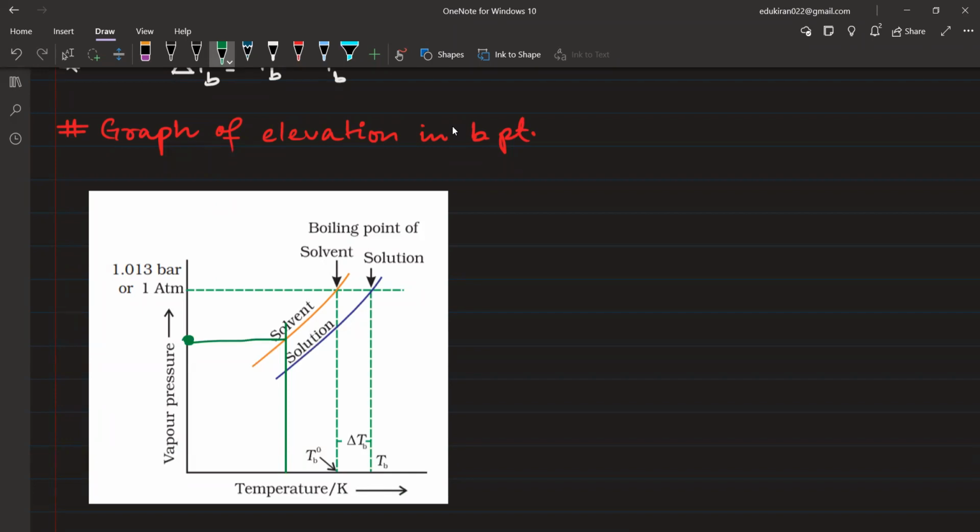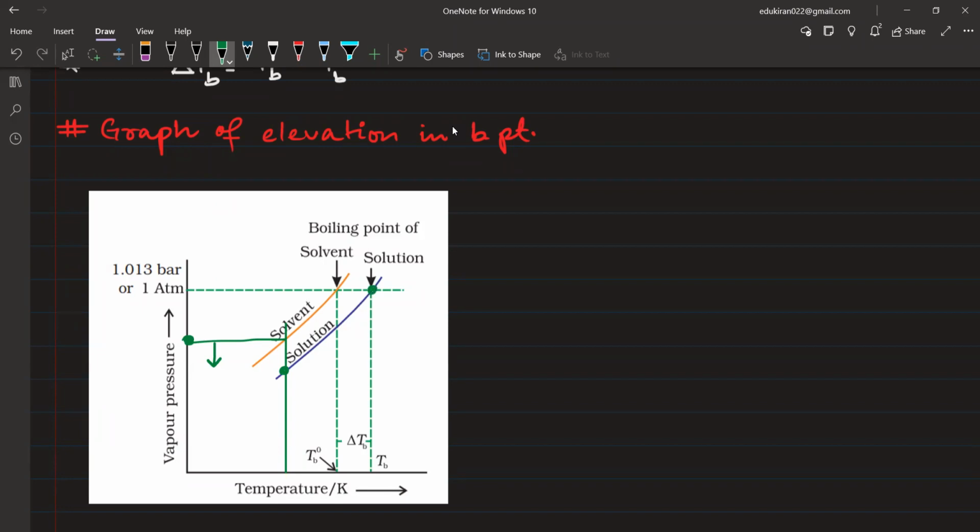Obviously, when you are adding a non-volatile solute, what is going to happen? The vapor pressure is going to decrease. So the vapor pressure of the solution is here. And as we are increasing the temperature, the vapor pressure is increasing, increasing, and it is reaching this point.